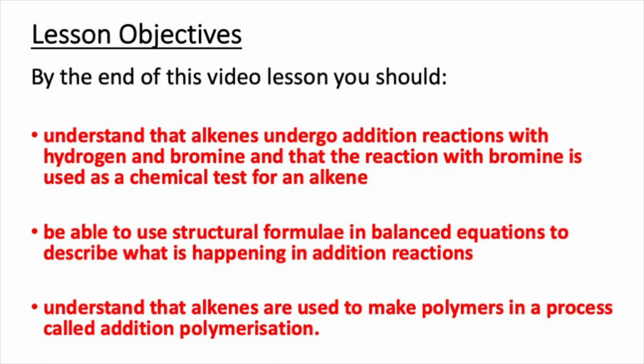By the end of this video lesson, you should understand that alkenes undergo addition reactions with hydrogen and bromine, and that the reaction with bromine is used as a chemical test for an alkene. You should also be able to use structural formulae and balanced equations to describe what is happening in addition reactions. And you should understand that alkenes are used to make polymers in a process called addition polymerization.